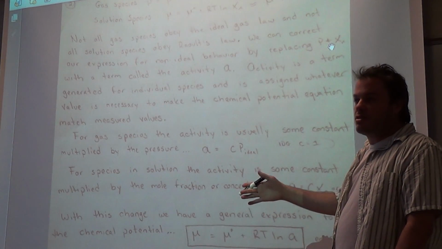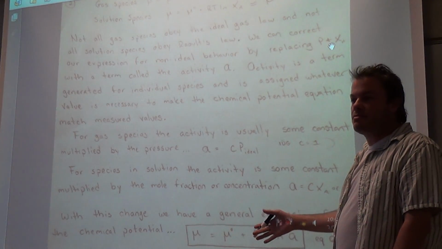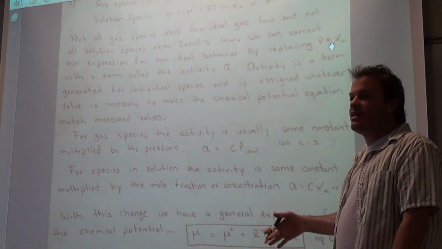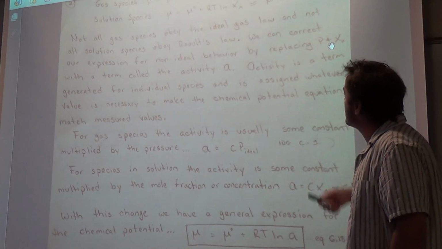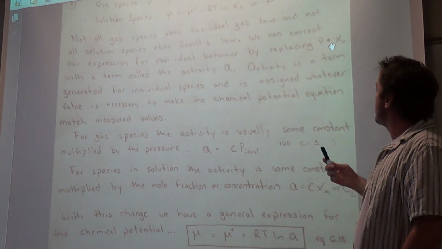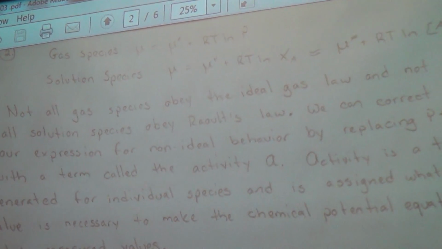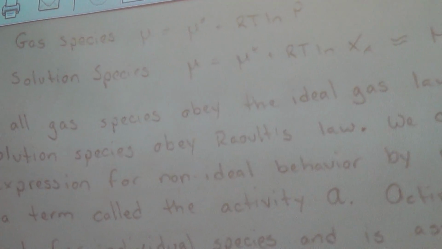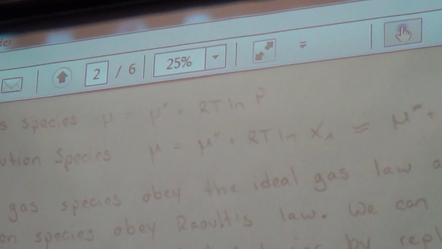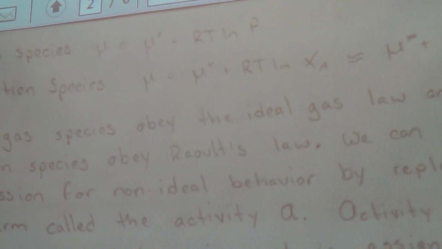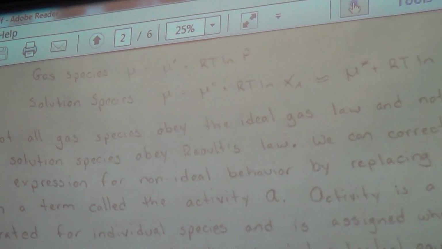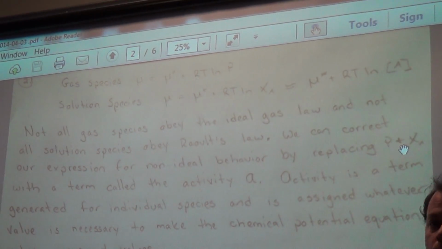Not every gas behaves like an ideal gas, and not every solution behaves as an ideal solution. And so these two equations that we have, mu is mu naught plus RT ln P, and mu is mu star plus RT ln X_A, those only work for species obeying ideal gas law and ideal solution laws. And so we need to have an equation that will allow us to relate species that don't obey those.